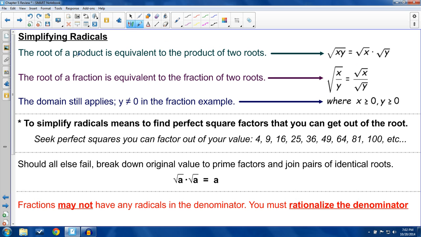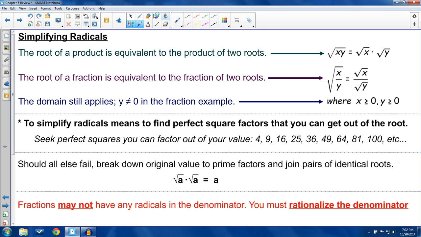Okay, the root of a product, like this guy right here, is equivalent to the product of two roots. In other words, if you have a number and you can factor it into two numbers, other than itself and 1, like the number 8. If you can factor 8 into 4 times 2, you can break it into the square root of 4 times the square root of 2.